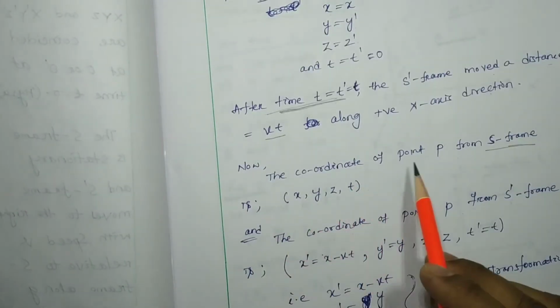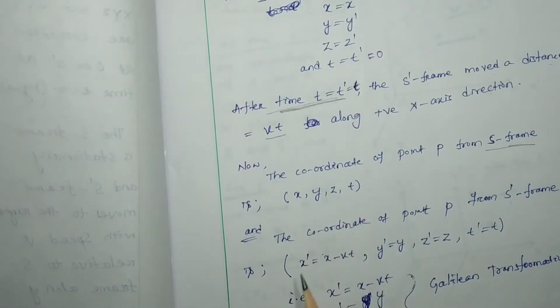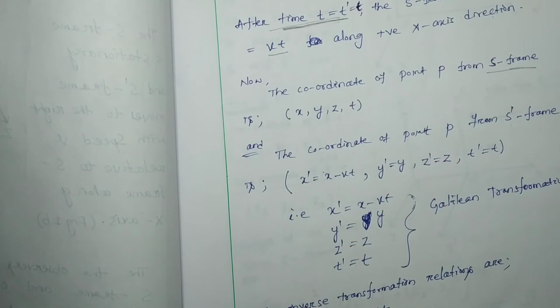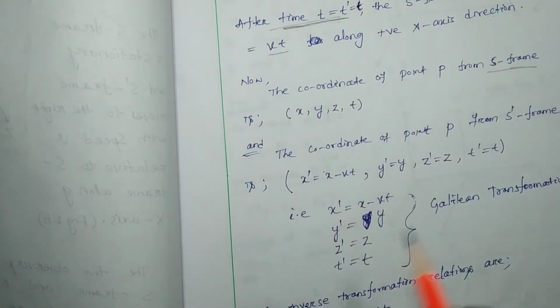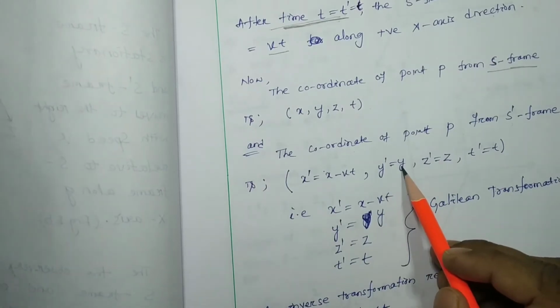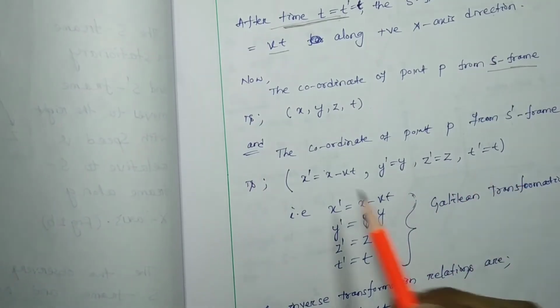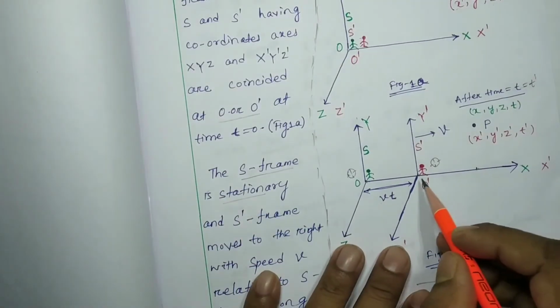The coordinate of point P from S frame will be x, y, z, t. The coordinate of point P from S dash frame will be how much? x dash, y dash, z dash, t dash. What I discussed: y dash will be equal to y, z dash will be equal to z, t dash will be equal to t. But here x dash will be x minus vt.